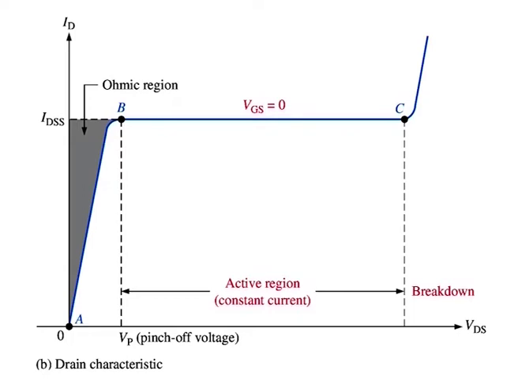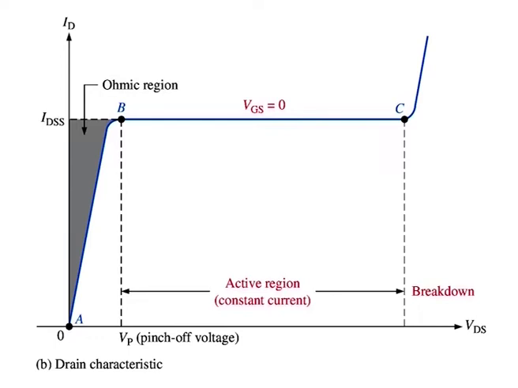At point B in the figure, the curve levels off and enters the active region where ID becomes essentially constant. As VDD increases from point B to point C, the reverse bias voltage from gate to drain produces a depletion region large enough to offset the increase in VDS, thus keeping ID relatively constant.